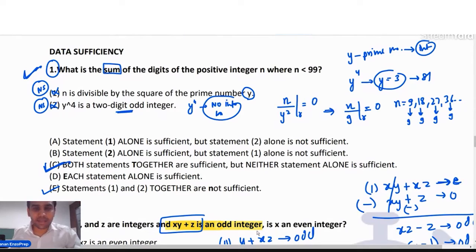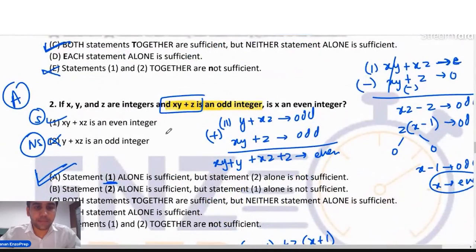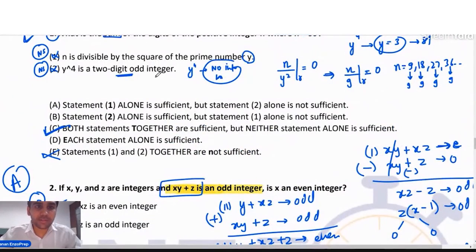So for the first statement, the combination is getting us the confirmed answer. It is getting us a unique value for the sum, and it comes out to be 9 in each case, right? So for the first question, the answer is C. The second one that we did, the answer was A.